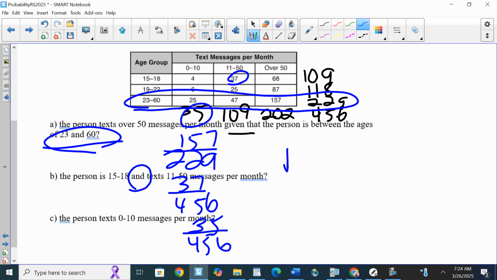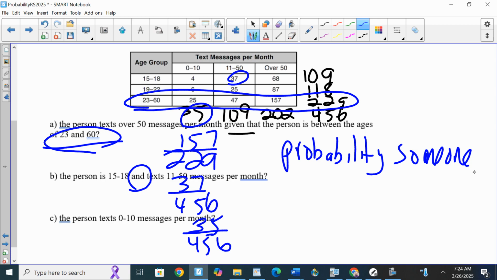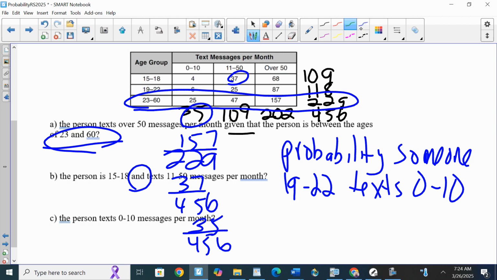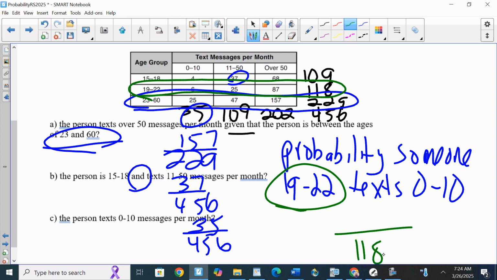Find the probability someone 19 to 22 texts 0 to 10. Well, if there's 2 things and there's no keywords, it's conditional, and the condition comes first. So 19 to 22 would be the condition. Out of the 118 people, 6 of them text 0 to 10.